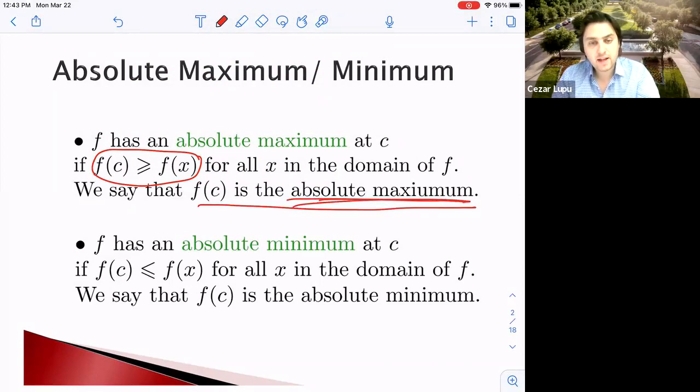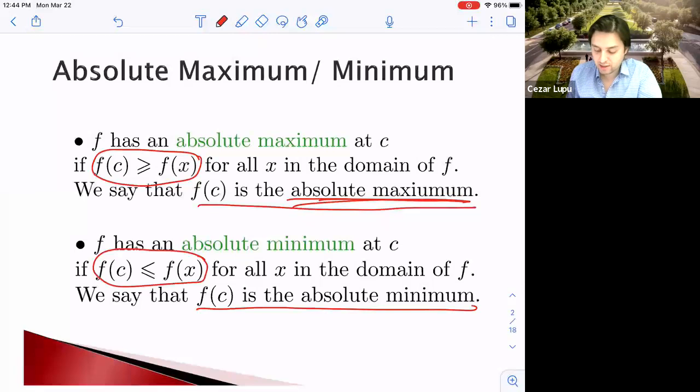And we say that f has an absolute minimum at the point C if, guess what, the reverse inequality holds true. So if f of C is less or equal than f of x, so f of x dominates f of C, in other words. And this happens for all values of x in the domain of f. In this case, we say that f of C is the absolute minimum. So these are the 2 notions that we have to keep in mind, the absolute minimum and the absolute maximum.